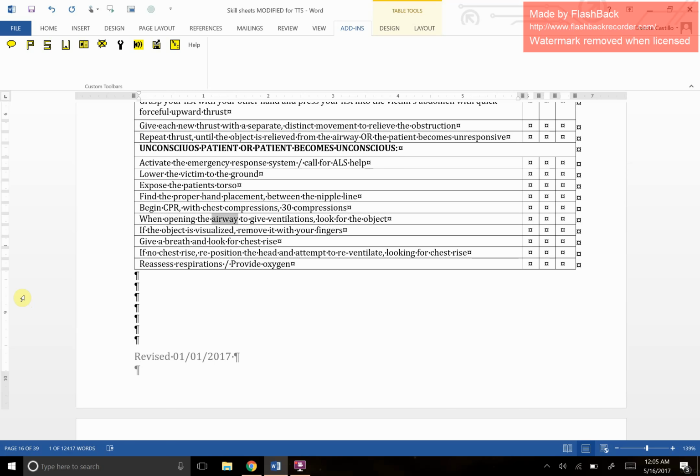When opening the airway to give ventilations, look for the object. If the object is visualized, remove it with your fingers. Give a breath and look for chest rise. If no chest rise, reposition the head and attempt to reventilate, looking for chest rise. Reassess respirations/provide oxygen.